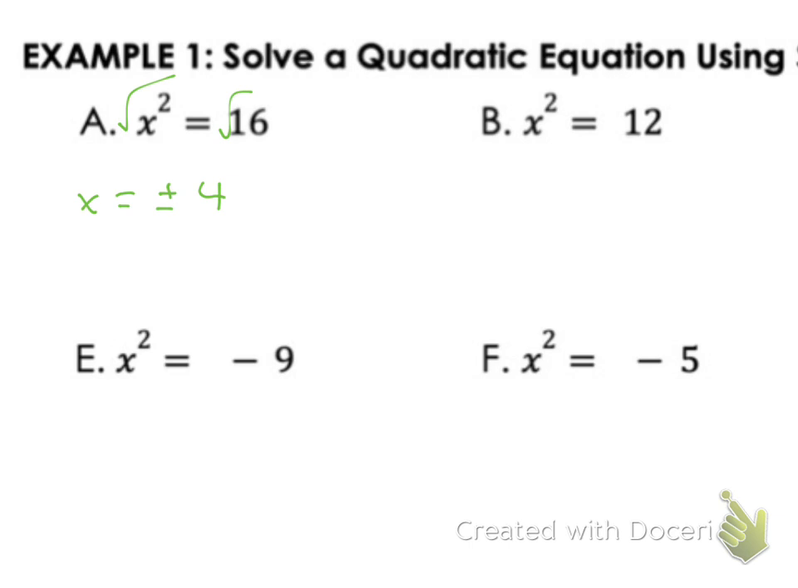If we graph that, where would that cross the x-axis? At 4 and negative 4. Good. All right. B, x squared equals 12.